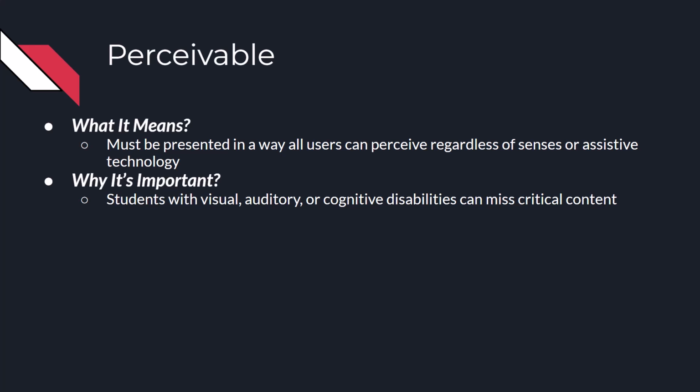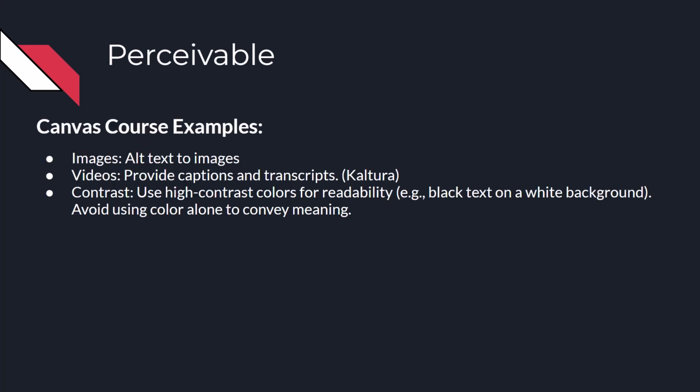We're just saying that all the material has to be presented so that it can be perceived, regardless of what use of or lack of use of senses a student has, or what assistive technology they may need or use. So this is the visual, auditory, and it can also be cognitive disabilities as well. So what does that look like in Canvas? What are some more tangible examples we can wrap our minds around?